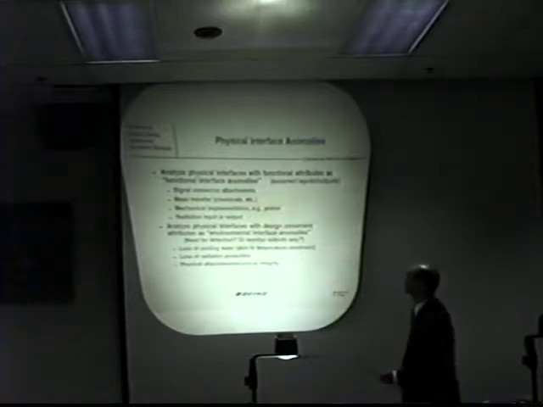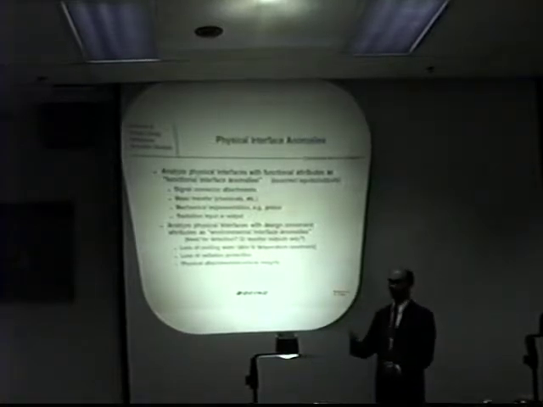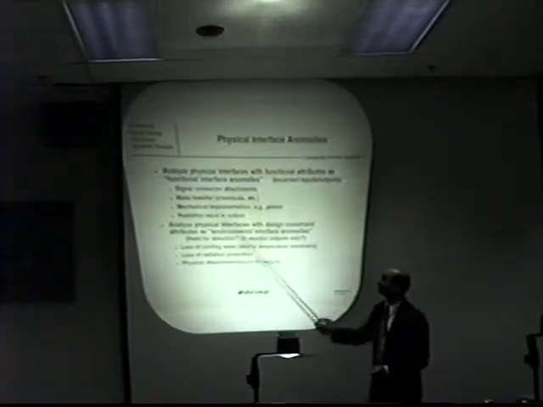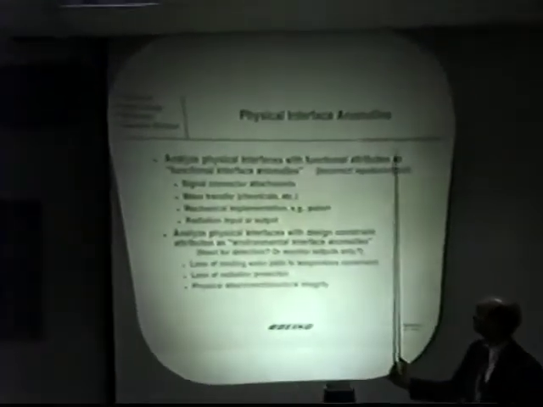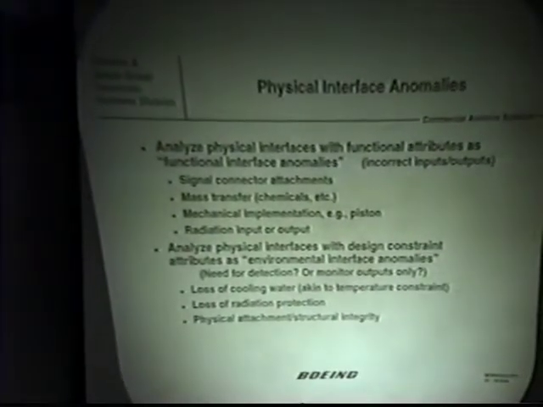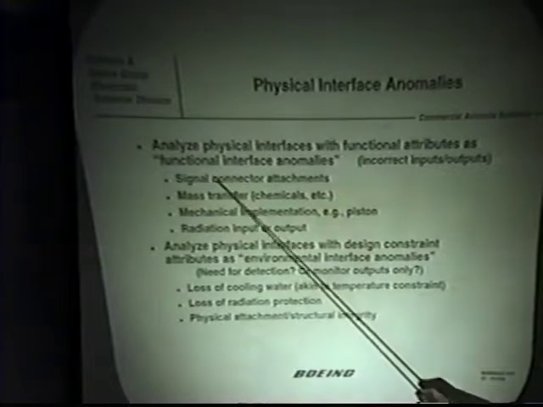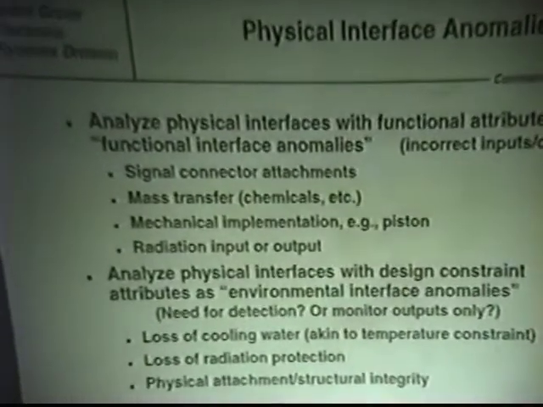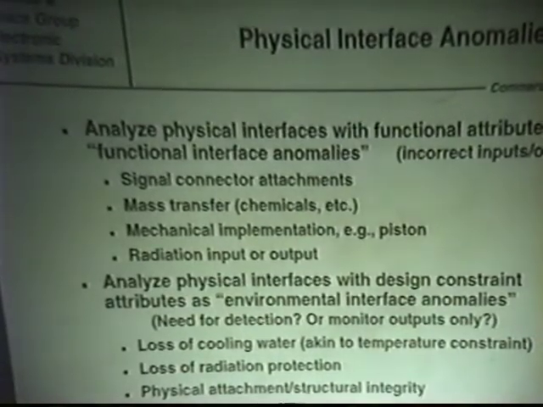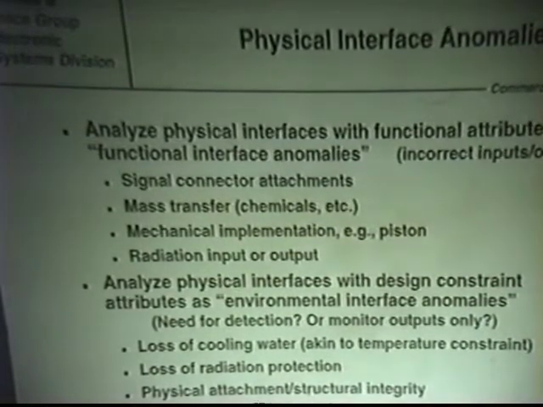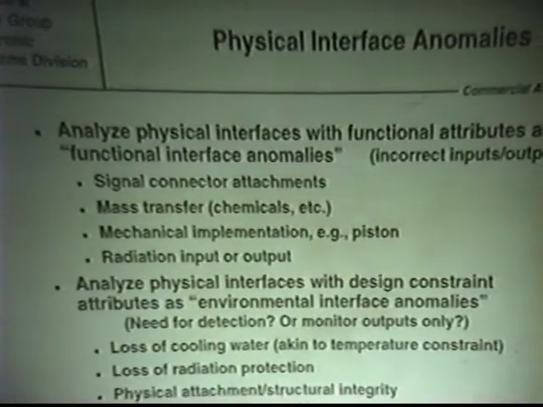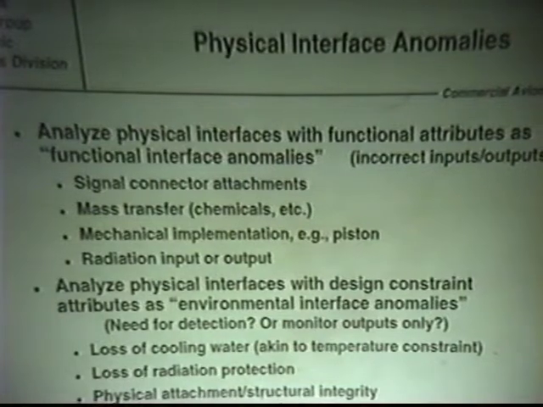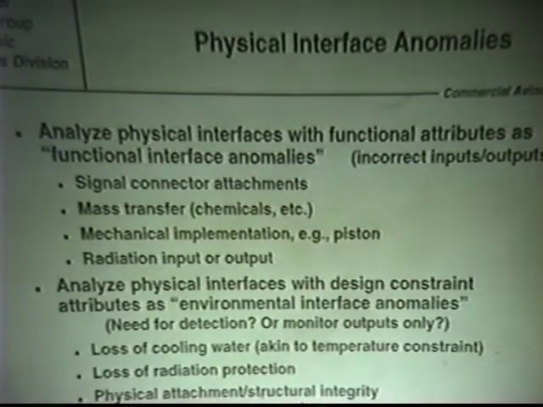Physical interfaces, stuff at boundaries. We have basically two different types. One is when they have functional attributes, we should analyze them as functional interface anomalies. You can think of, well, I've got a wire harness that connects up to my plug. Well, what if that becomes disconnected? Well, I'm going to see that disconnection in the fact that I'm no longer receiving inputs, or I have excessive impedance on outputs of anything that goes through that connector.